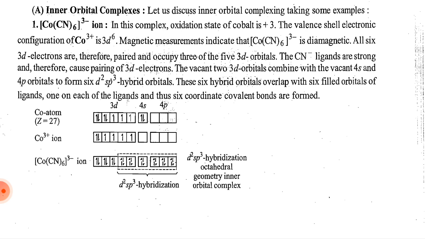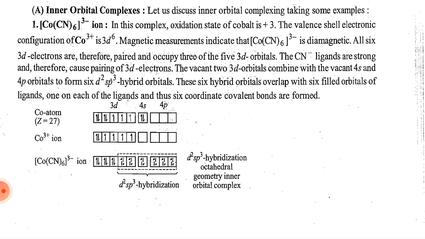Cobalt atom, atomic number is 27. 3d7, 4s having 2 electrons, 4p is empty. After losing 3 electrons, cobalt will form the Co3+ ion. Now in 3d, 6 electrons will be there instead of 7, and the 4s orbital will be empty, and 4p orbital is usually empty.